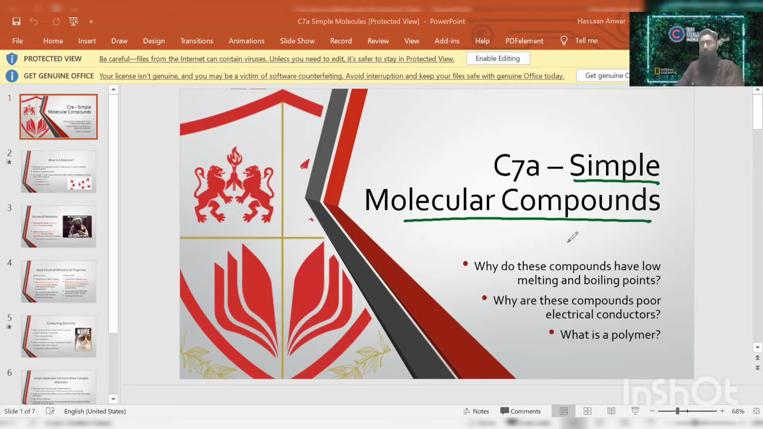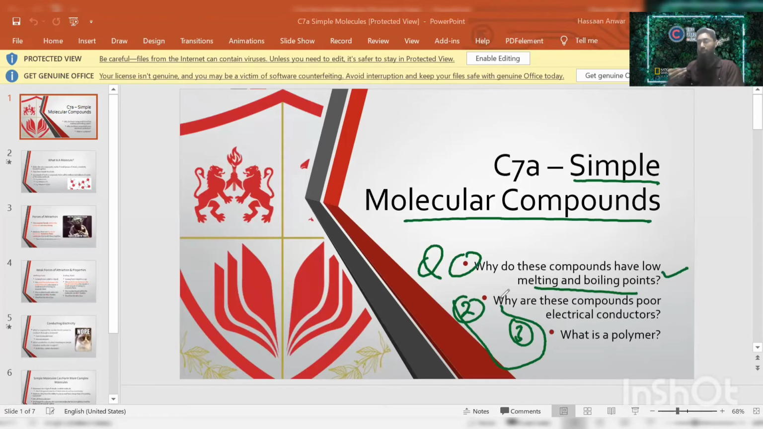In this topic, we have to cover these 3 points. Why do these compounds have low melting and boiling points? Very important question. We will learn the answer to this question. Question number 2 and number 3 will be discussed in the next sessions. In today's class, we are trying to understand what molecular compounds actually are and why molecular compounds have low melting and boiling points.